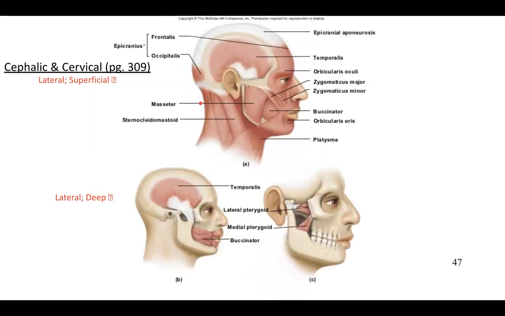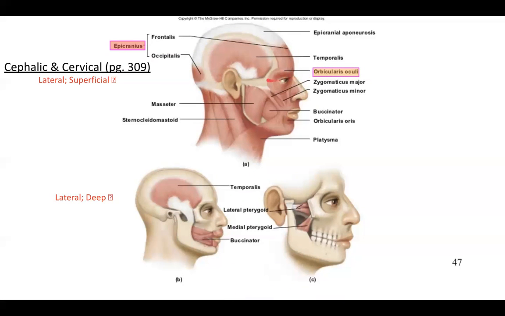So we're going to start with the head, and the first one that we have in our list is the epicranius. Essentially, there are two parts to this overall muscle, with a big aponeurosis in the middle of it. Okay, so the origin is here, the insertion is here. So when this contracts, it's going to pull up on the eyebrows. So that's the action of the epicranius.